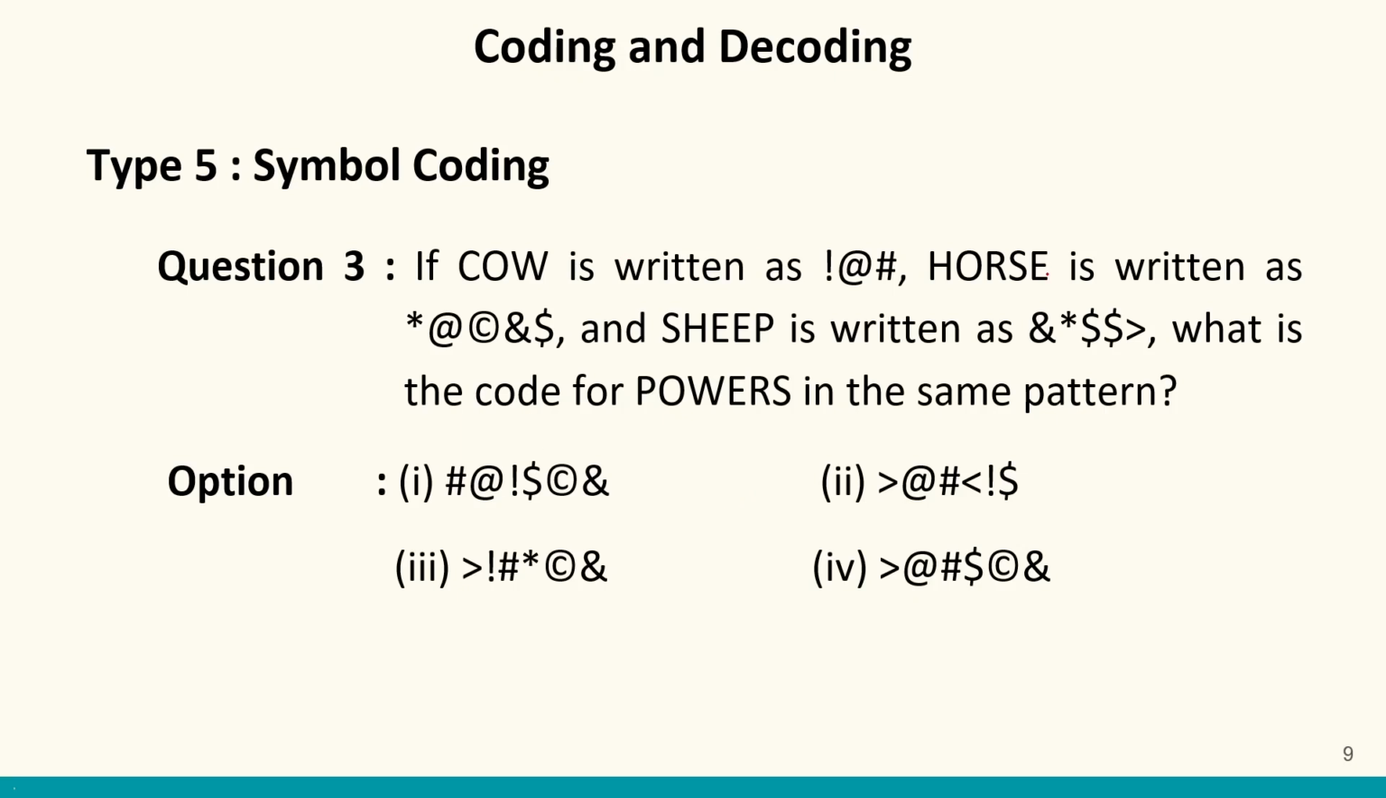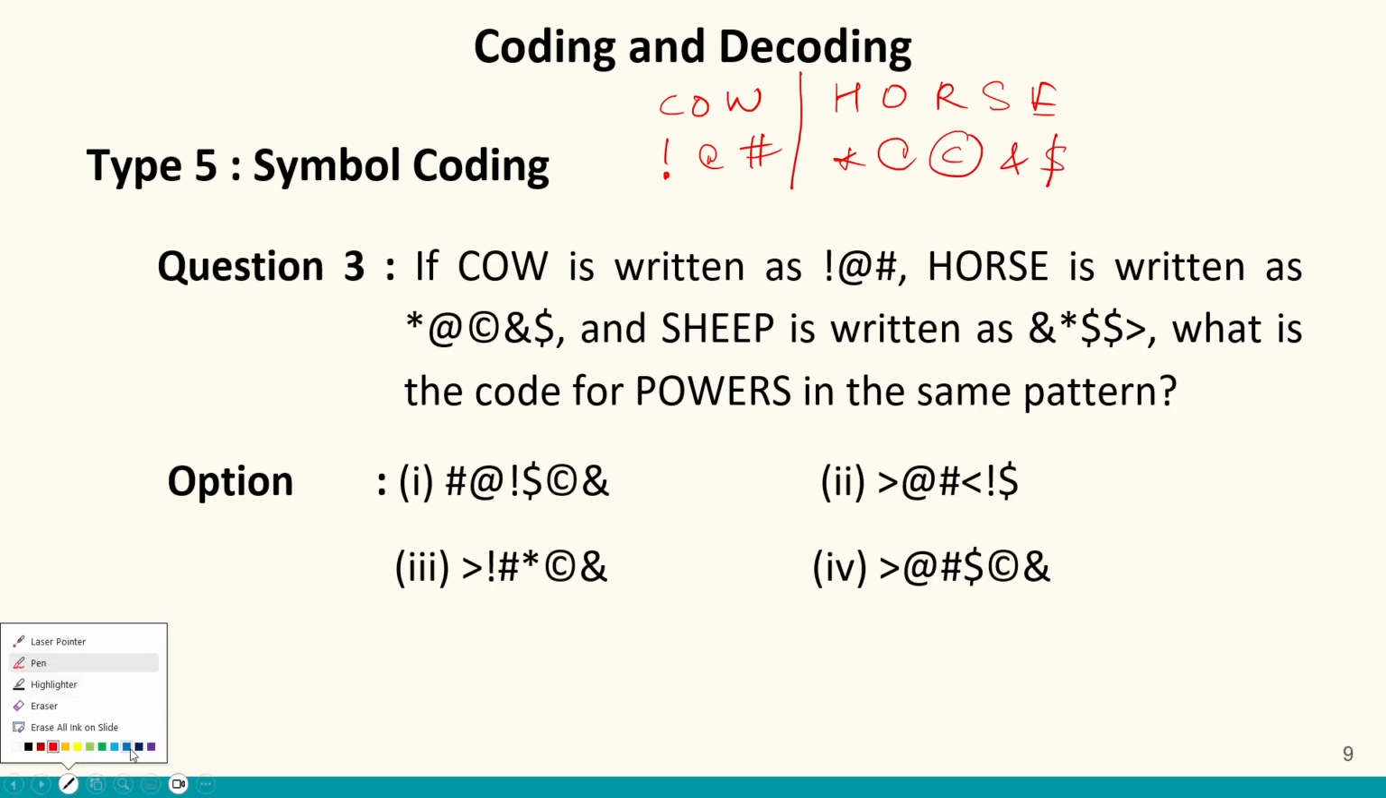Now, cow is written as this, horse is written as this, sheep is written as this. What is the code for powers? Let's check if they are in sequence. So here I can clearly see that O has the same code. So they are in sequence, right? Therefore, to find the code for powers, we have to find the code for P, which we can find from sheep. This is the code.